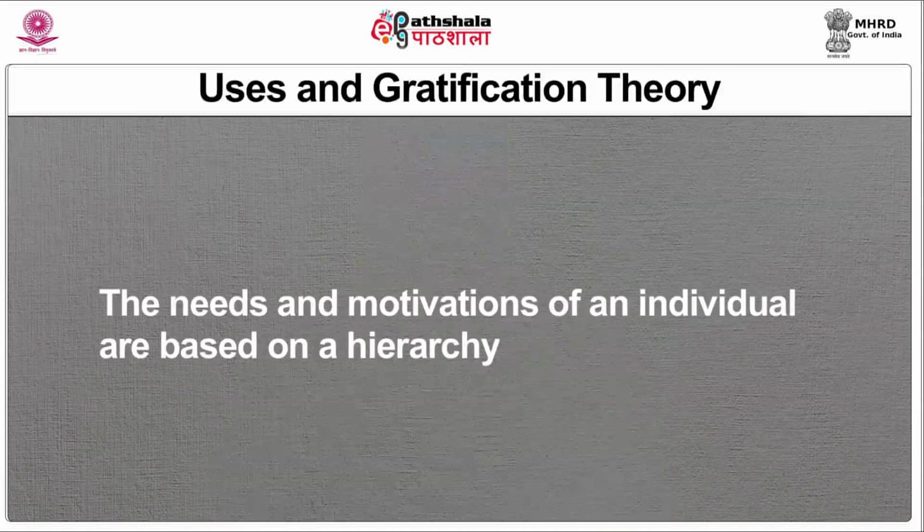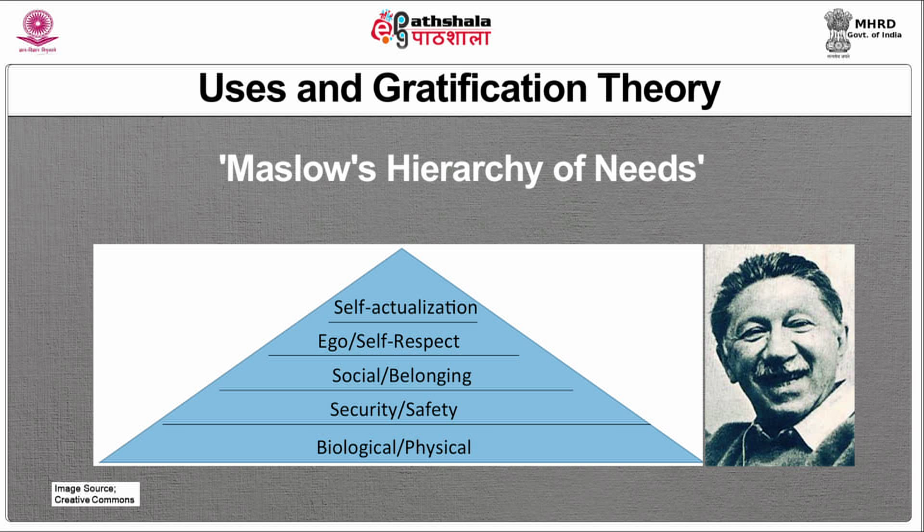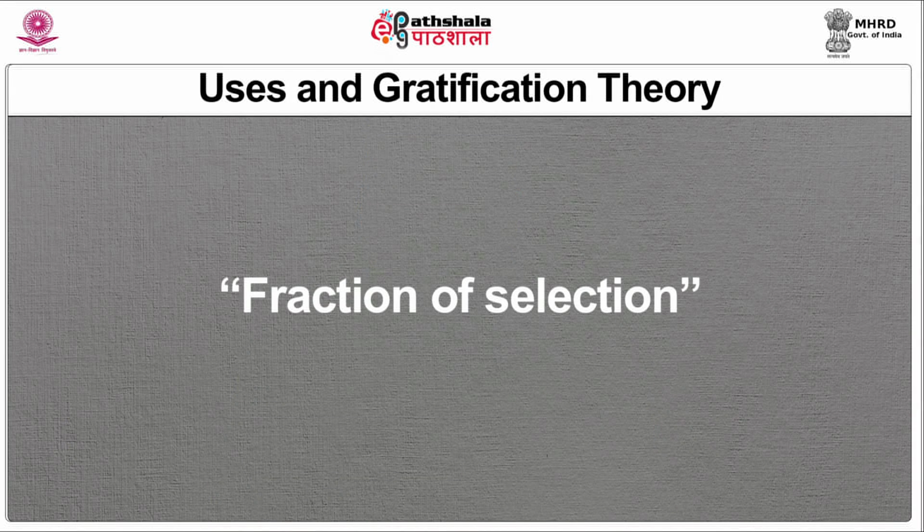He argued that the needs and motivations of an individual are based on a hierarchy. He gave a pyramid of needs called Maslow's hierarchy of needs: self-actualization, ego, self-respect, social / belonging, security / safety, biological / physical. In 1954, Wilbur Schramm also proposed a formula known as the fraction of selection, which was used to determine an individual's choice of mass media.